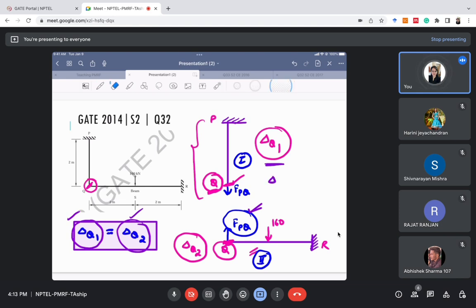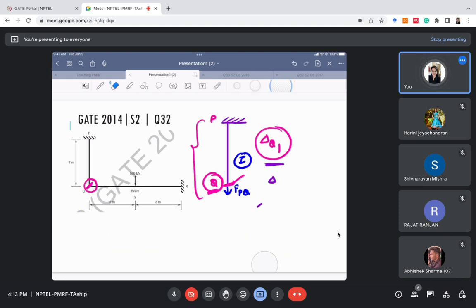So if I remove everything, what is delta q1? How will I find delta q1? Delta q1 is nothing but PL by AE. That is how you find the deformation in an axial member, right?